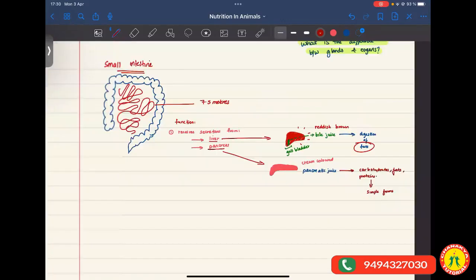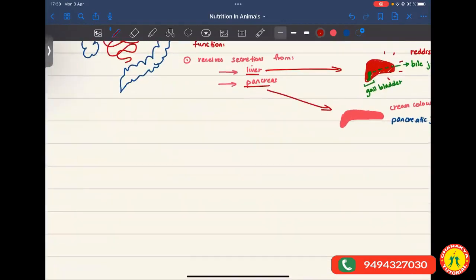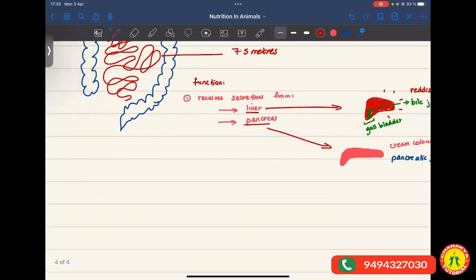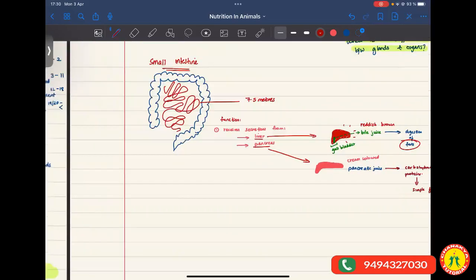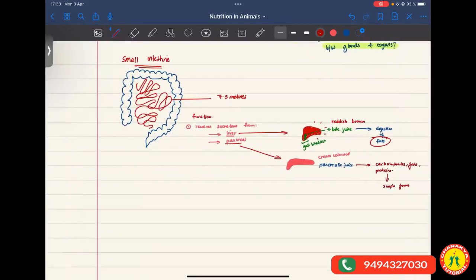So after all this whole process, where does all the remaining particles of the food go? To the large intestine, ma'am. Large intestine. Very good. Okay, copy it so far. Copy your homework also.